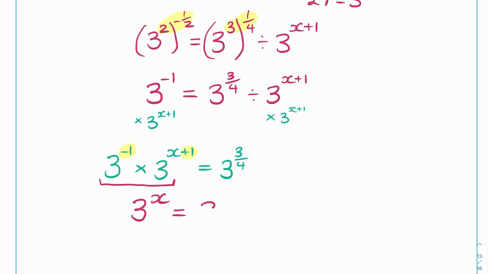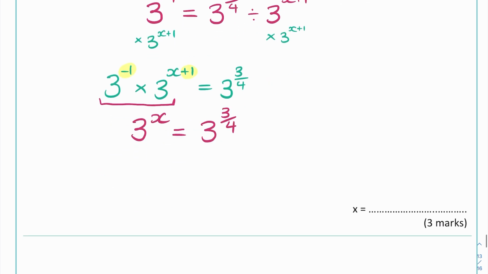So 3 to the power of x is equal to 3 to the power of 3 quarters. That's nice and easy for us to work out now, because if 3 to the power of x equals 3 to the power of 3 quarters, then x must be equal to 3 quarters. And there we go, that would be our final answer. x is equal to 3 quarters.